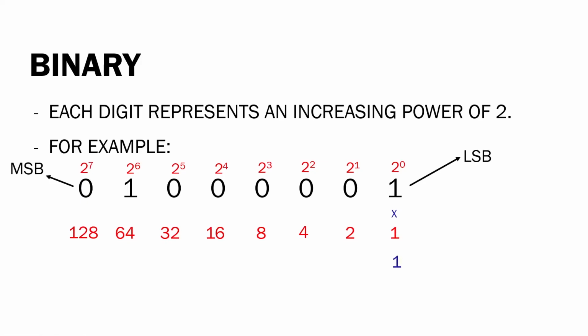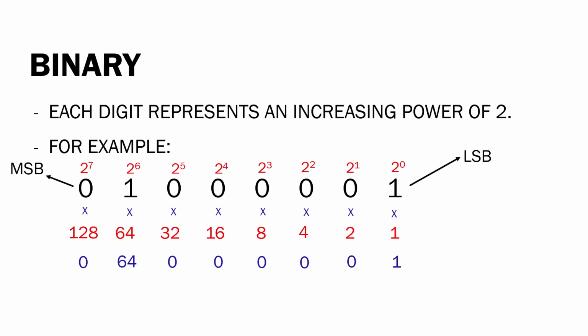Then we're going to multiply: 1 times 1 is equal to 1. And 0 multiplied by 2 is equal to 0. 0 multiplied by 4 is equal to 0. Any number multiplied by 0 is equal to 0. So this one is 0. This one is 0. And 1 multiplied by 64 is equal to 64. And 0 multiplied by 128 is equal to 0.